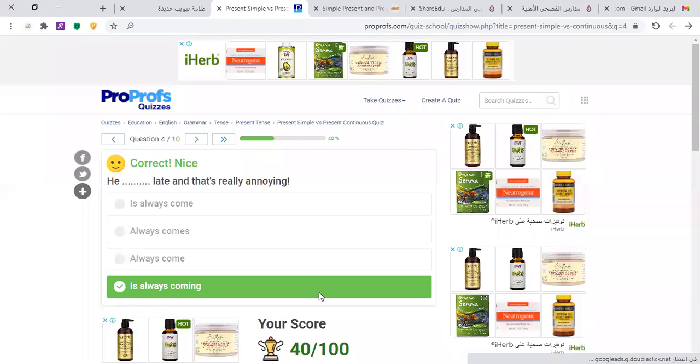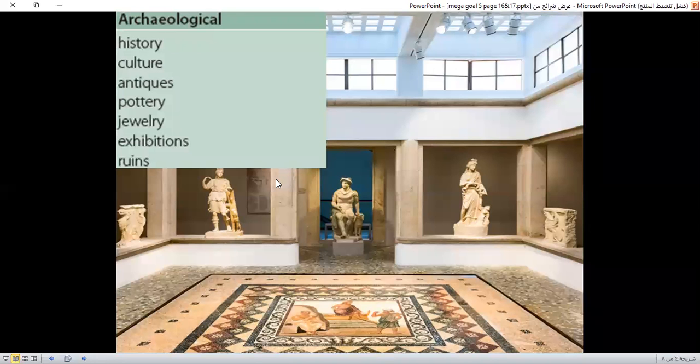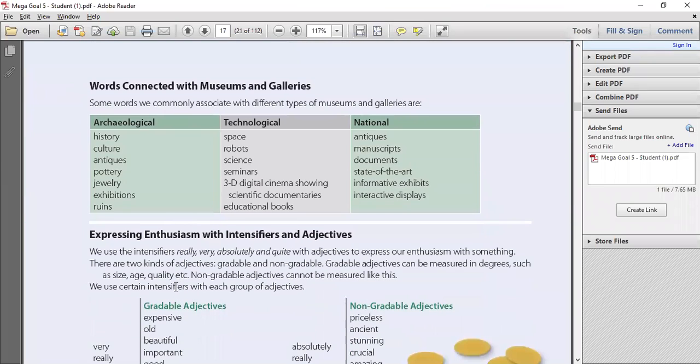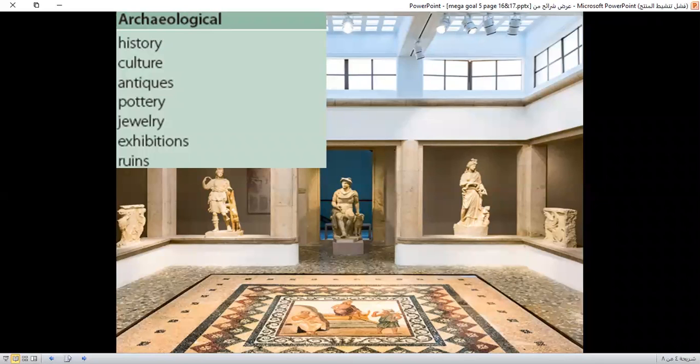Okay. Now, here in your book, we're going to do exercise A, but let's finish here first. In your book, you have words connected to, let me show you. Here we have words connected with museums and galleries. Let's start with the first one, archaeological. Any words related to an archaeological museum or gallery? So we have history, culture, antiques, poetry, jewelry, exhibitions, and ruins.